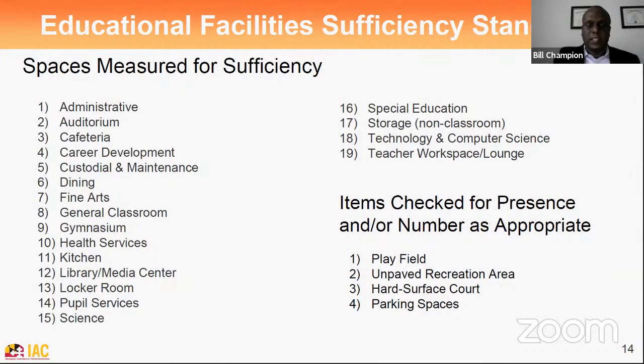In many cases, the standards specify a minimum total square footage for each space type on a per student basis. For some spaces, the standards specify a flat minimum number of square feet. And in a few cases, the standards specify that the school simply have that space type without specifying the size. Examples of these are playfields, unpaved recreation areas, or hard surface sports courts. The standards also specify a minimum number of parking spaces based upon the number of staff and, at the high school level, the projected enrollment.